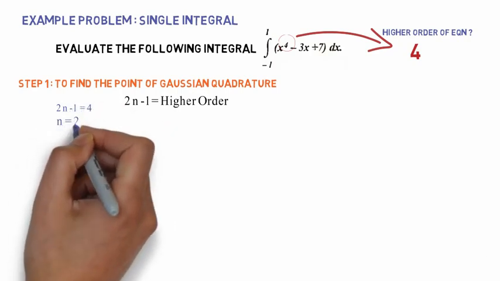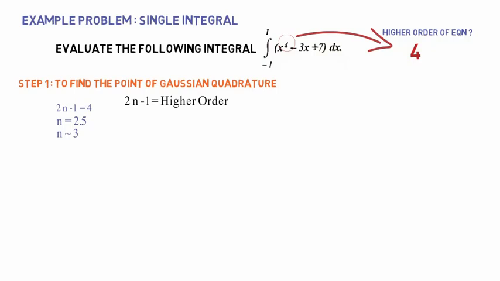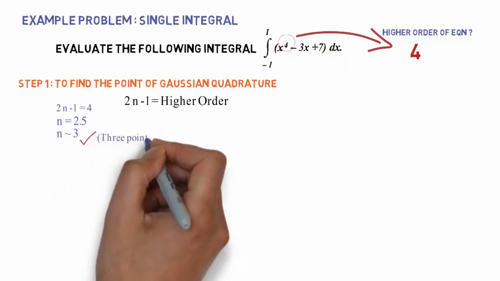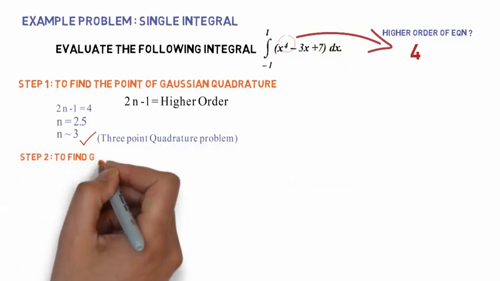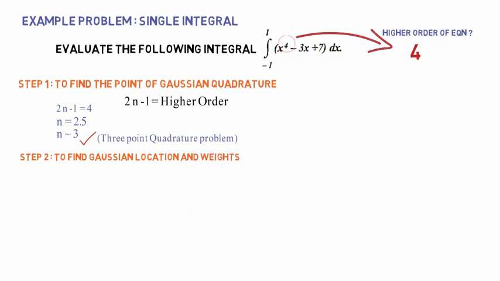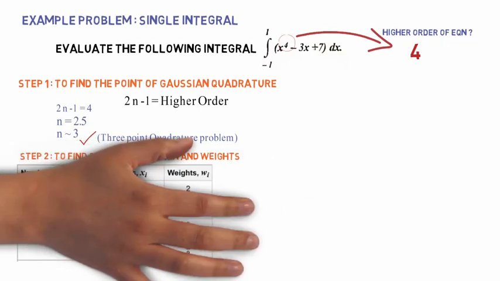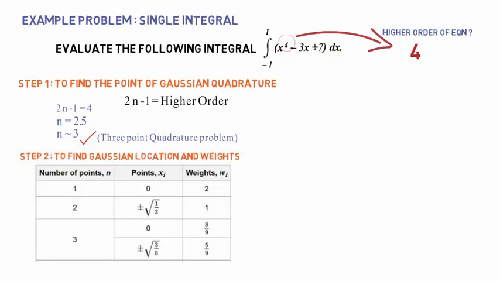From this, you have to identify the value of n. It is 2.5. You just round it to the next integer, that is n equal to 3. Therefore, it is a 3-point Gaussian quadrature problem. Once you identify the points, then you have to identify the location points and the respective weights. You just simply recall that Gaussian table.